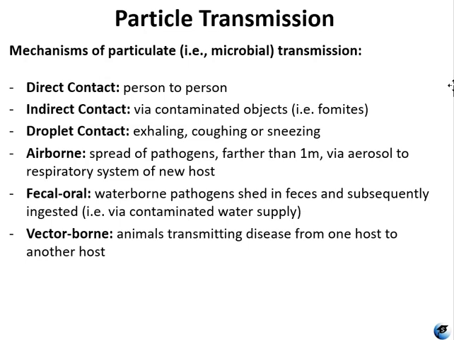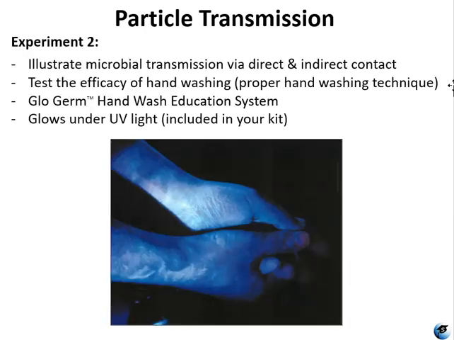Pathogens that rely on insect or arthropod vectors for transmission exit the body in the blood as that blood is being extracted by a biting insect. So your experiment 2 learning objectives include illustrating microbial transmission via direct and indirect contact. And once again, you're going to be testing the efficacy of hand washing to remove particles from your hands.